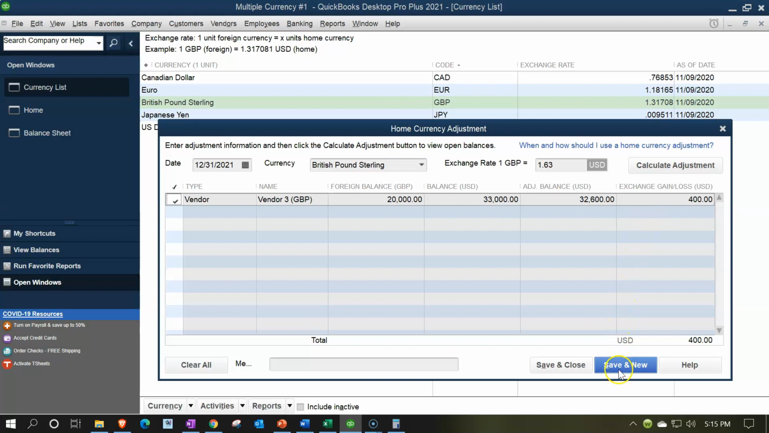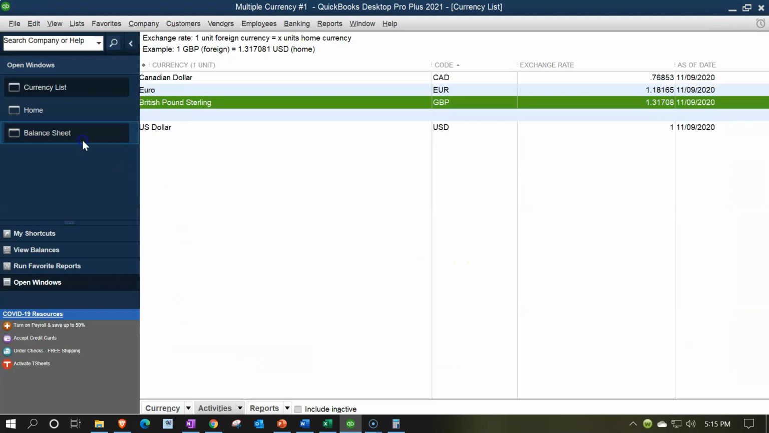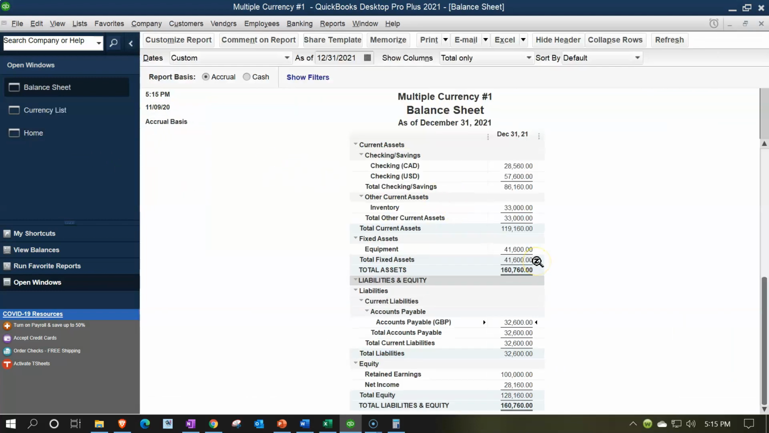We're going to say save that. I don't need a new one. Just save and close it. And let's go and check out what happened and see if it agrees with what we did in Excel. I'm confident it will. I feel pretty good about it.